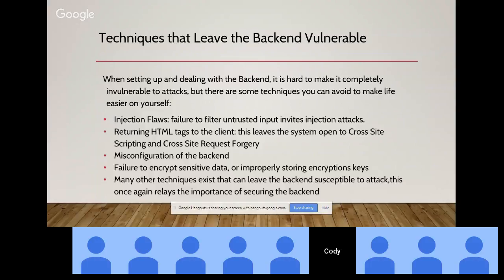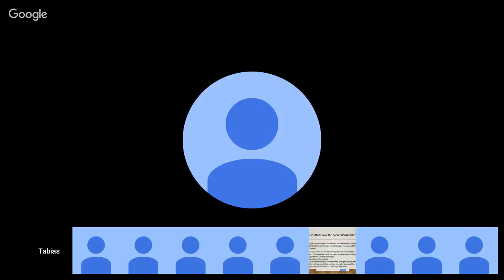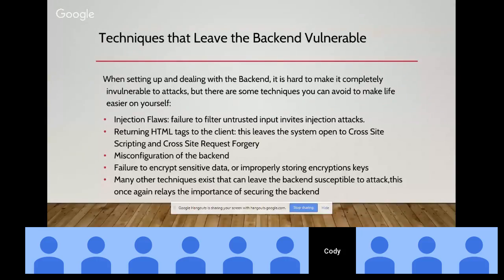You can also misconfigure the backend, and if you fail to encrypt all of the sensitive data that's coming in and out, that makes it a lot easier for cyber attackers to hack all of your information. A previous group has already spoken about injection flaws, but there are plenty of ways to combat these. These are kind of the obsolete poor practices, or you could say human error. Could you go to the next slide?